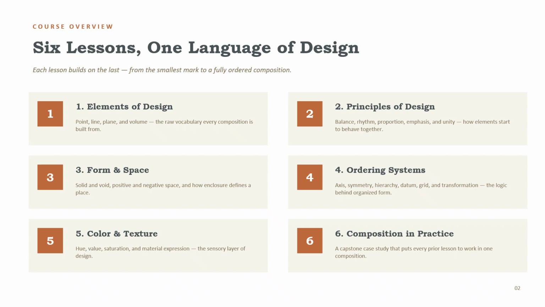Third, you will learn form and space. These are solid and void, positive and negative space, and how enclosure defines a place. Fourth, you will learn ordering systems. These are axis, symmetry, hierarchy, datum, grid, and transformation. The logic behind organized form.